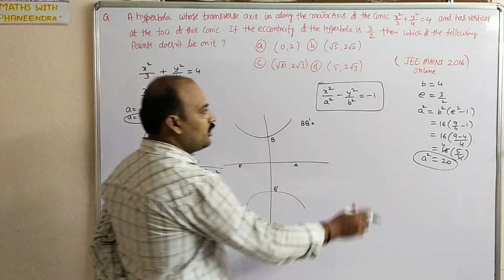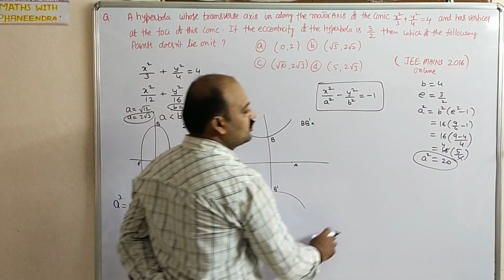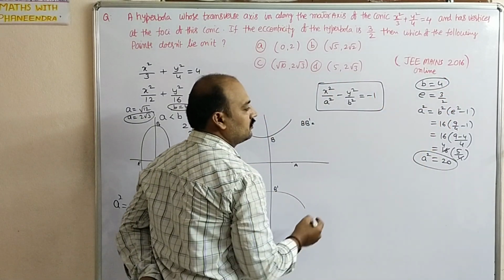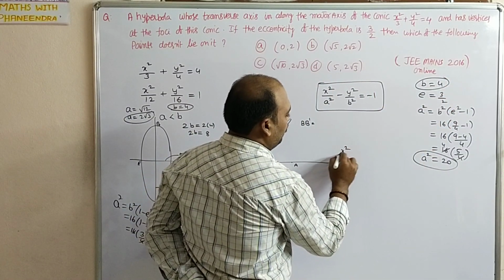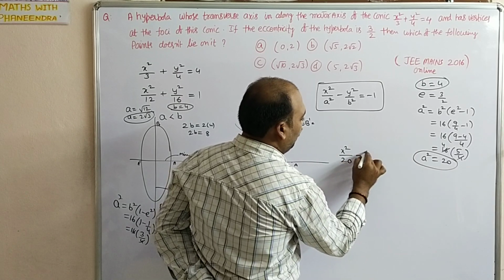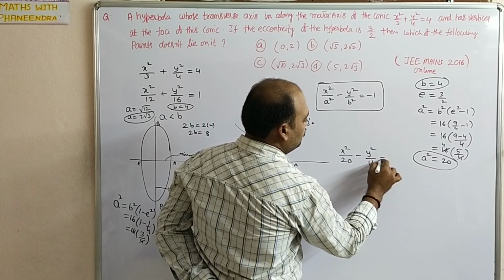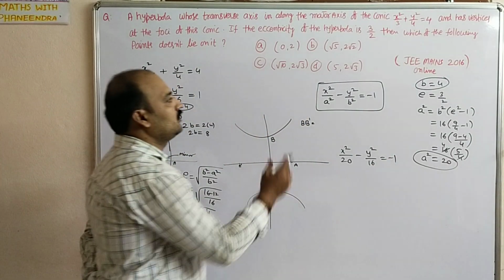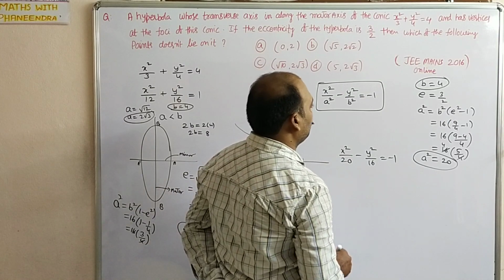A square value and b square value we have here. B square value is 16. So the equation is x square by a square 20 minus y square by 16 is equal to minus 1. Now you can verify the point in this: 5 comma 2 root 3.